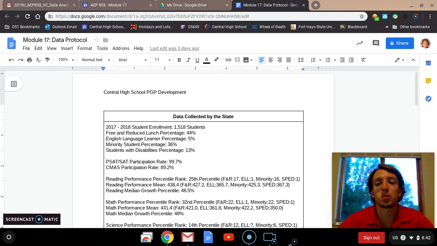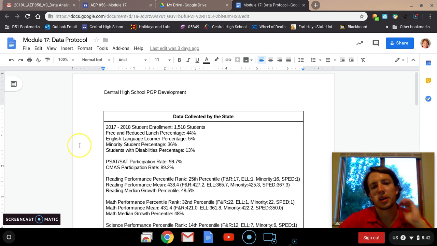Our data protocol. This is the sheet that I came up with. A lot of the data that I have in here right now is just a way to get teachers rolling with an example, pretty much.